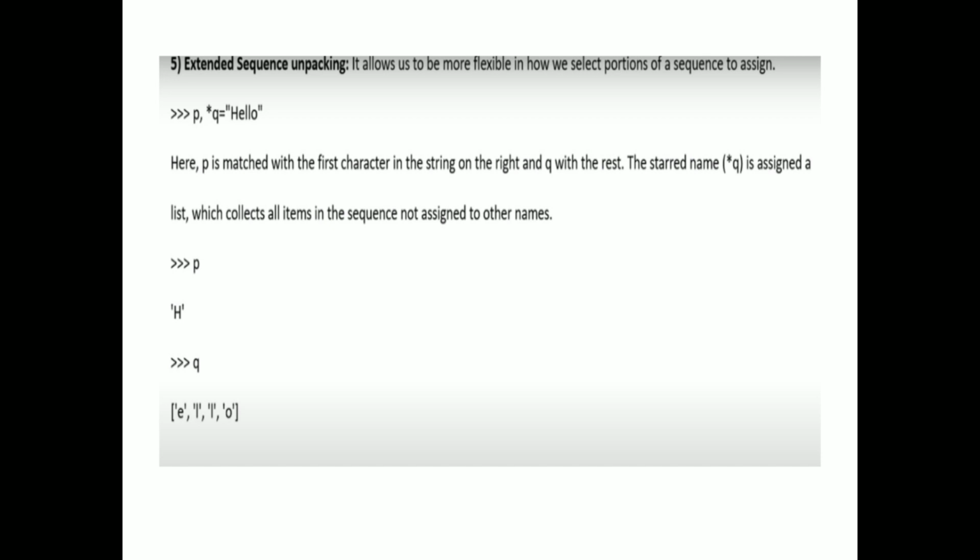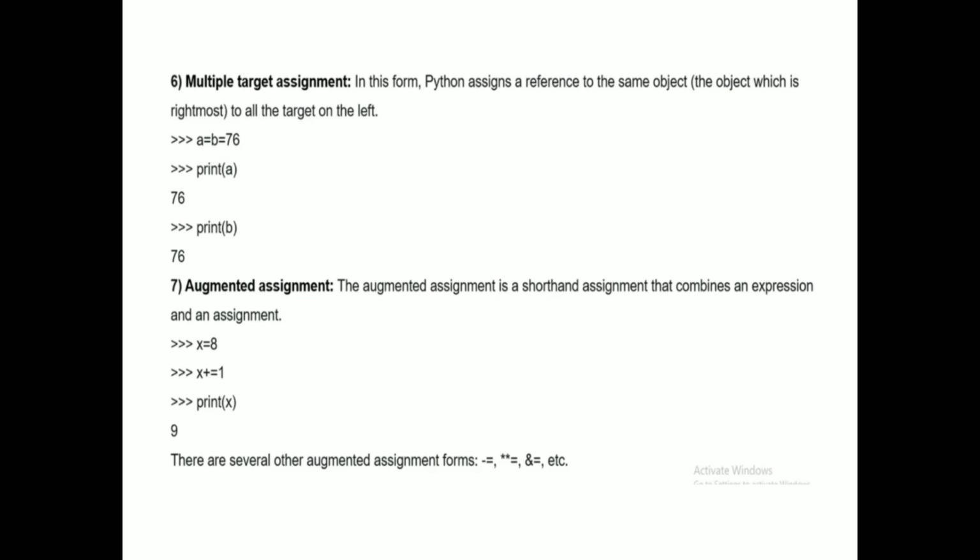Here you can see we have used a normal variable, p. Next, the pointer variable star q. Next we have passed the string hello. Starting with h, it will be assigned to the normal variable p. Next, ello, the remaining part, will be assigned to the pointer type variable. That is nothing but extended sequence unpacking.